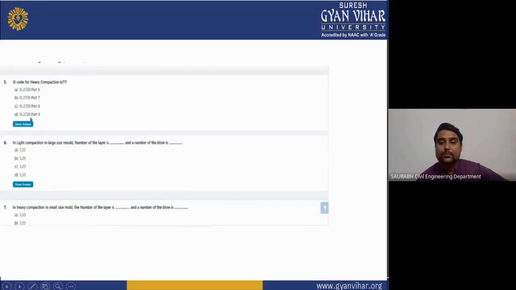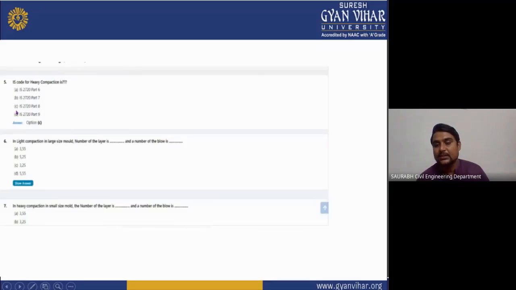Come to the next question. IS code for the heavy compaction is given here. IS 2720 part 7, this will not be it. IS 2720 part 6, this is also a wrong answer. IS 2720 part 8, that will be your right answer. IS code 2720 part 8 is the code for the heavy compaction. Okay.